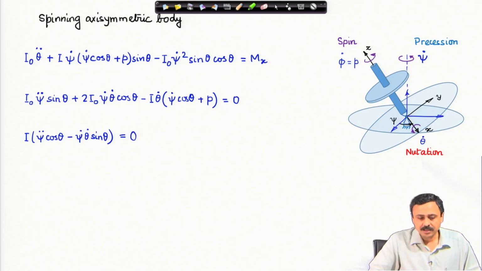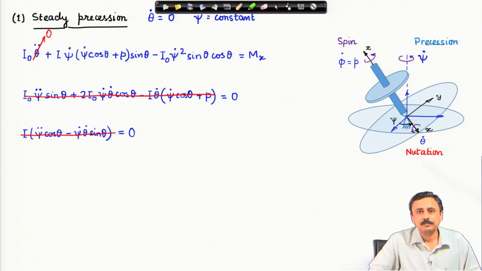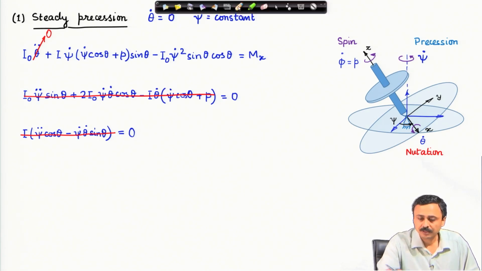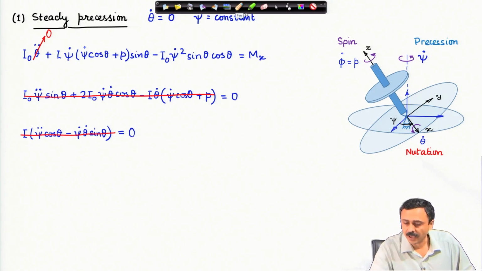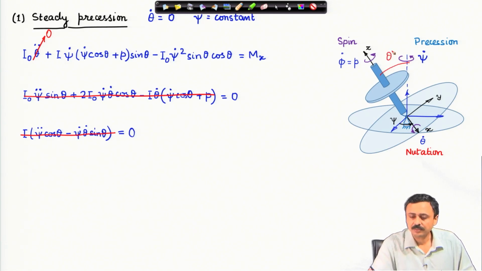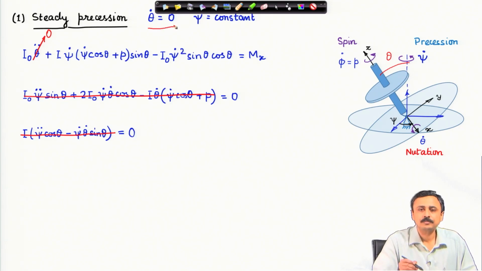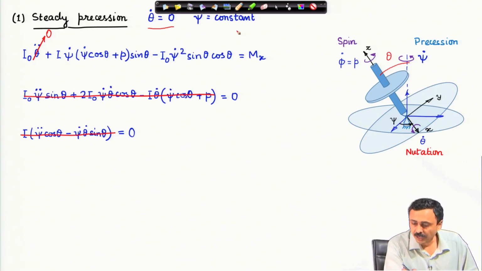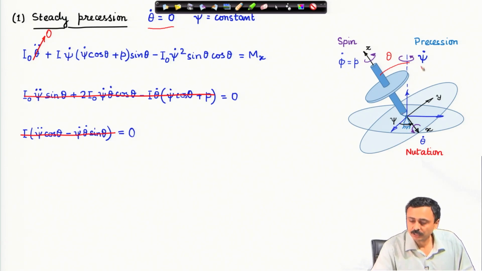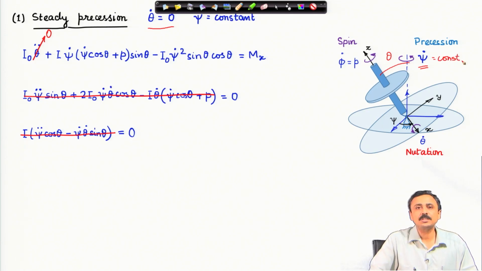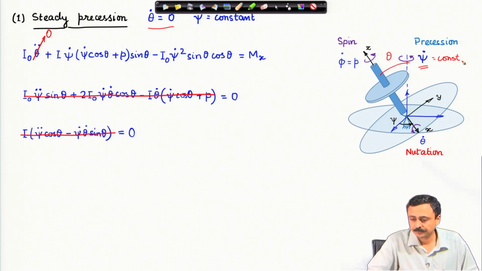The first special case is that of a steady precession. What do we mean by steady precession? It is something that we normally see for tops usually, but not always, that this angle theta is constant, which means theta dot is 0. There is no nutational angular velocity. The other thing that we assume is psi dot is constant. That means it is having steady precession about the inertial z axis, which is vertical. That is called steady precession. Therefore, it does not have nutational angular velocity and there is a steady precession, psi dot is constant.